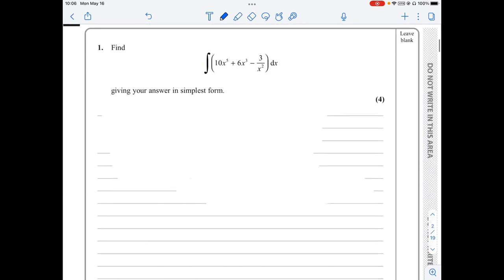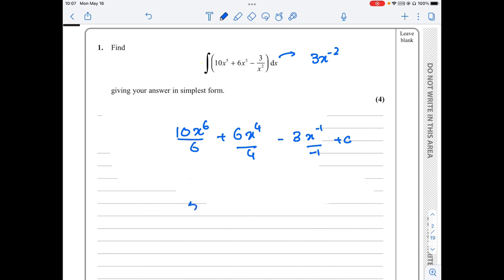So the first question: the integral of 10x to the power of 5 can be written as 10x to the power of 6 upon 6, plus 6x to the power of 4 upon 4. This is basically 3x to the power of negative 2, so minus 3x to the power of negative 1 upon negative 1, plus c. Don't forget to write c. So it becomes nothing but how much? It becomes 5 upon 3 x to the power of 6 plus 3 upon 2 x to the power of 4 plus 3 upon x plus c. That's going to be the final answer.